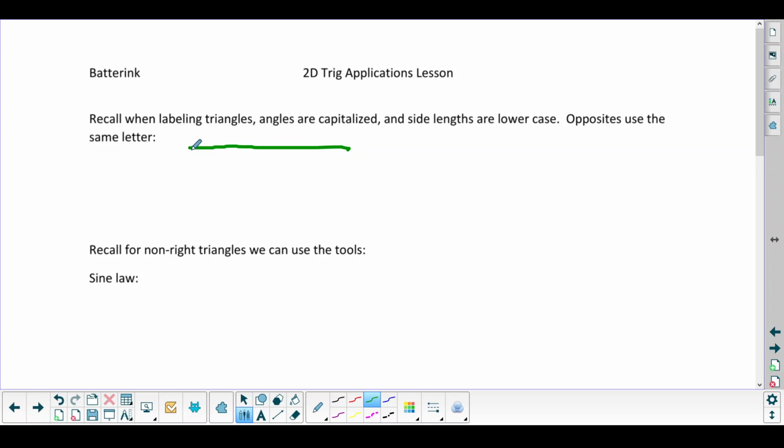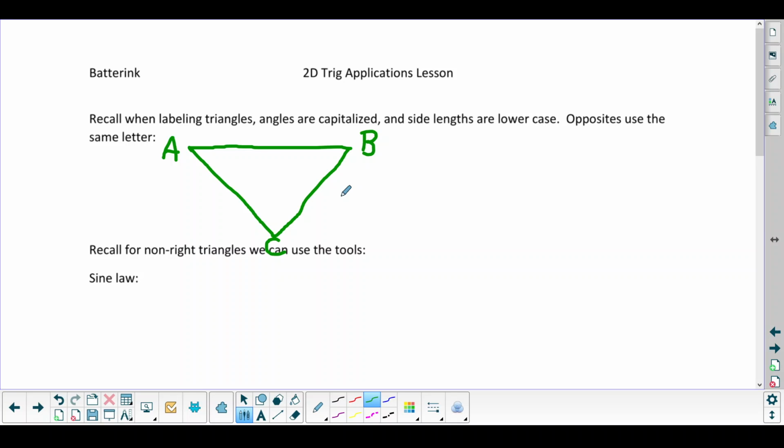So I'm just going to draw a triangle. We're going to say it's not a right angle triangle. It might be, but it's not important. And we're going to label these sides. So this is side A, B, these angles, and C. And we always label the angles, or the vertices, the corners, with capital letters. And we label the side lengths with lowercase letters.